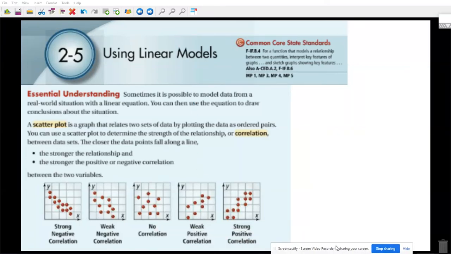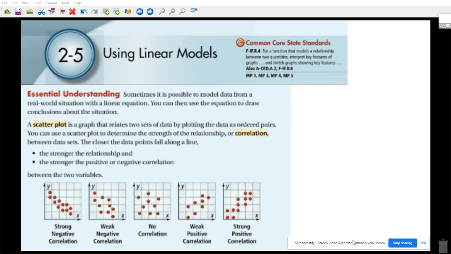2.5, using linear models. So we're going to get into working with some word problems here and some data and plotting points and talking about some correlations. So this section, really, we're going to use a lot of technology. So make sure you're pausing your screen and getting the proper notes and writing down what you need to write down as we go through this.